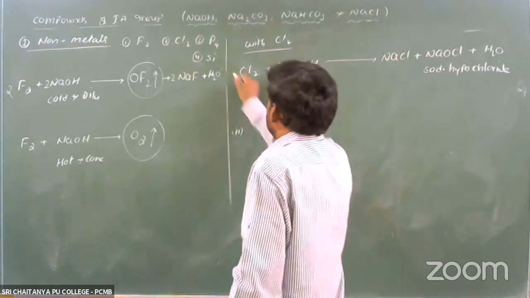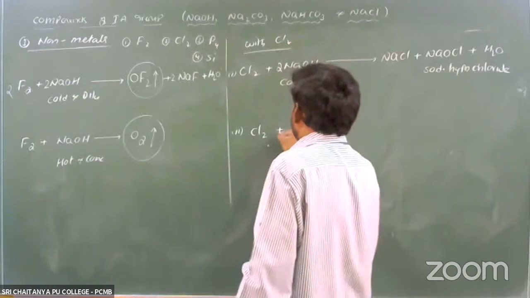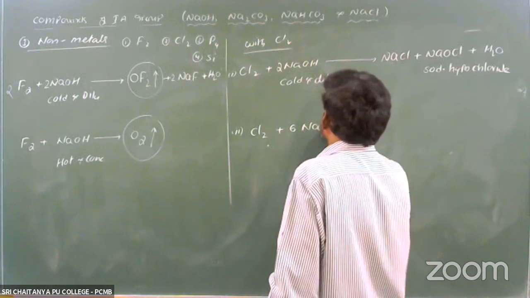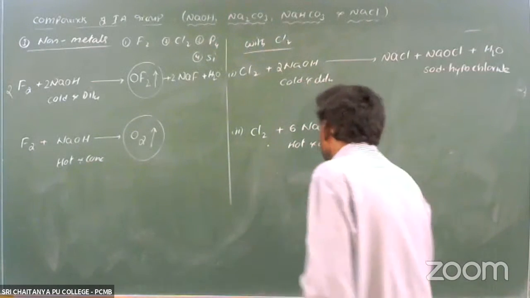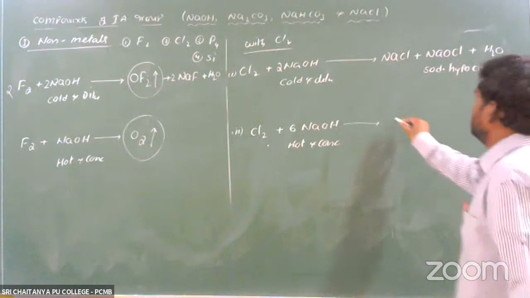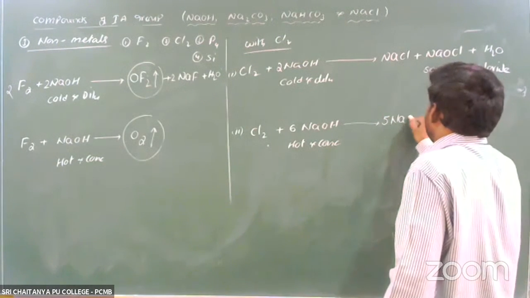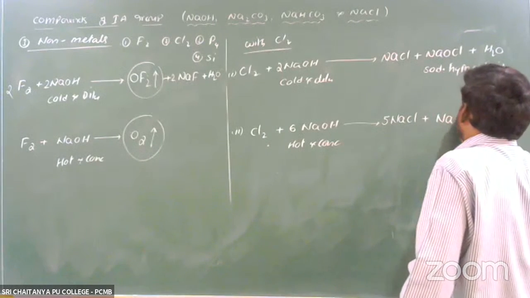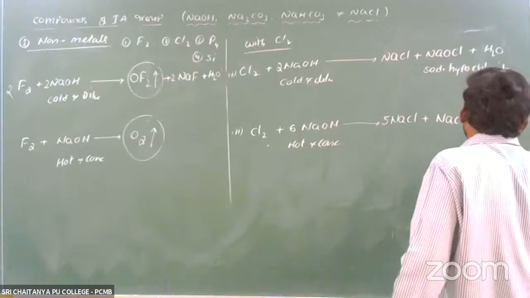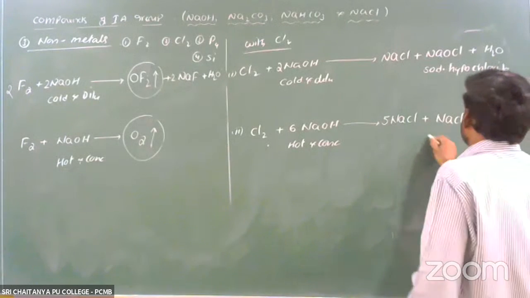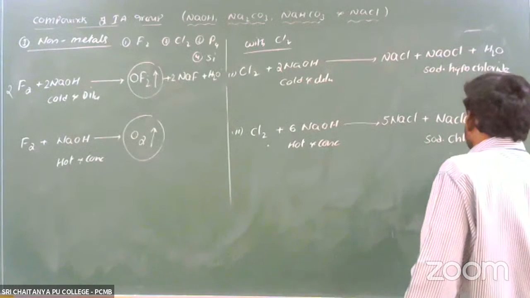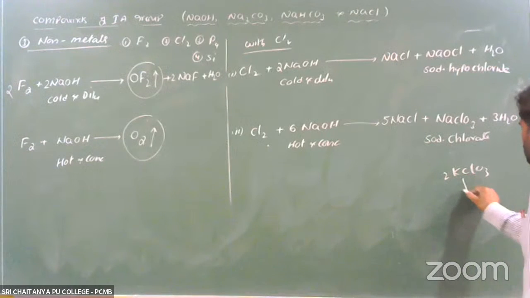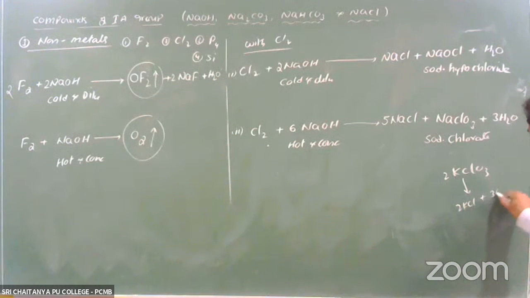In the second reaction, chlorine gas is passed through hot and concentrated sodium hydroxide solution. Here sodium chloride, NaCl, and sodium chlorate, NaClO3, and water are formed. It is called sodium chlorate. We know the potassium chlorate formula is KClO3. KClO3 on heating gives 2 moles of KCl and 3 moles of oxygen. It is used in stoichiometric calculations.